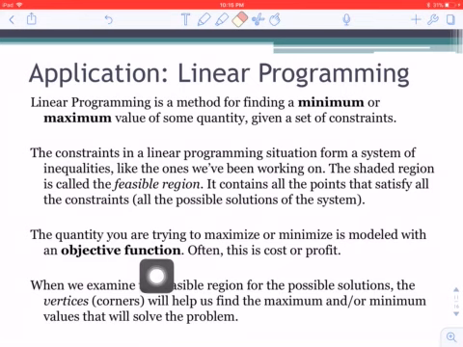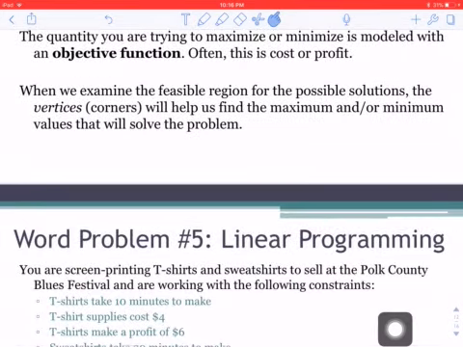We're going to create a function that will help us to determine what the maximum and minimum of the system will be. And oftentimes this will be maximizing either profit or minimizing the cost. Okay, so when we examine the feasible region for the possible solutions, the vertices or the corners of that region will help us find the max and min values that will solve the problem, and we'll see how that works in just a second when we look at this next problem.